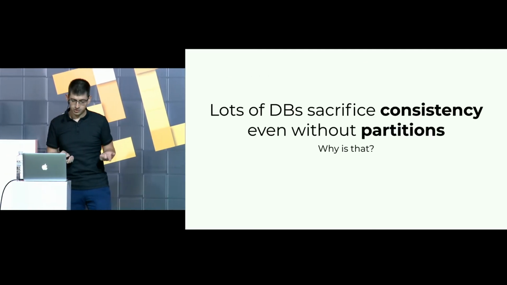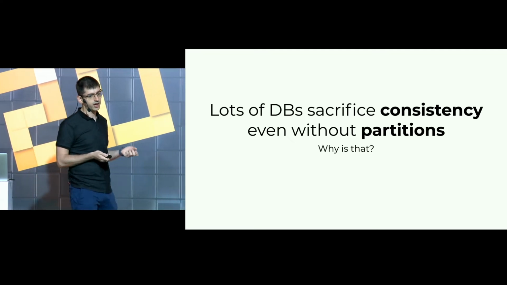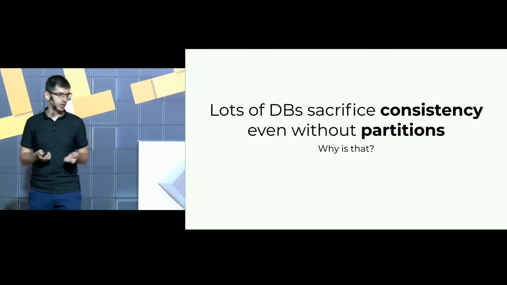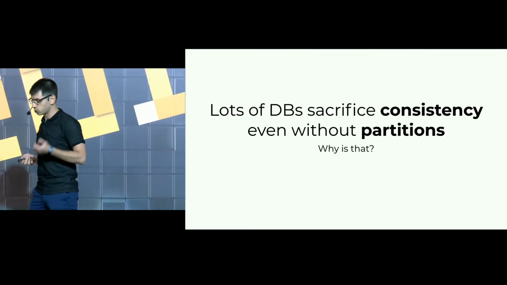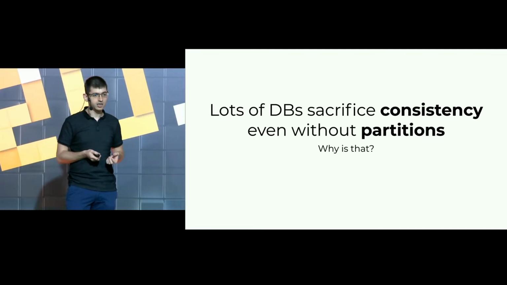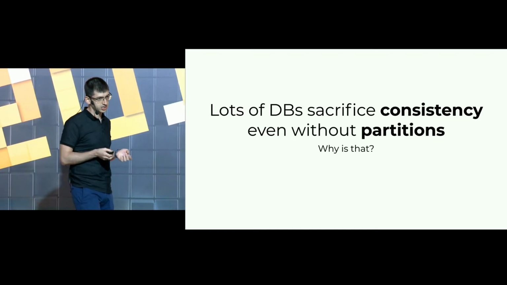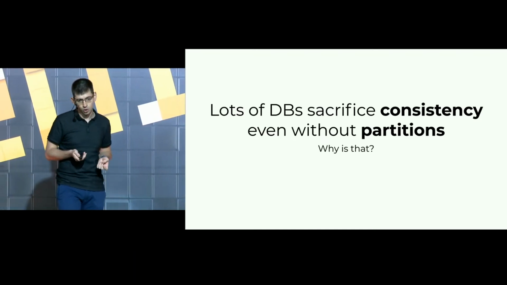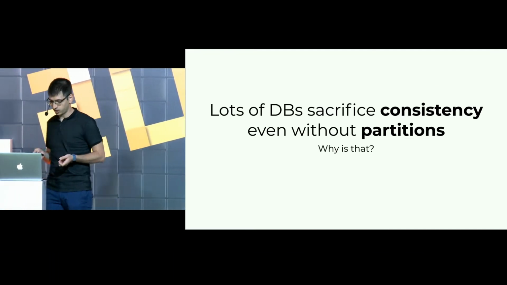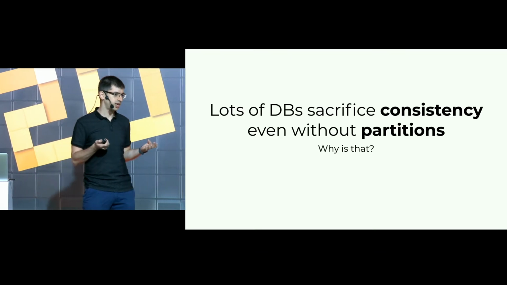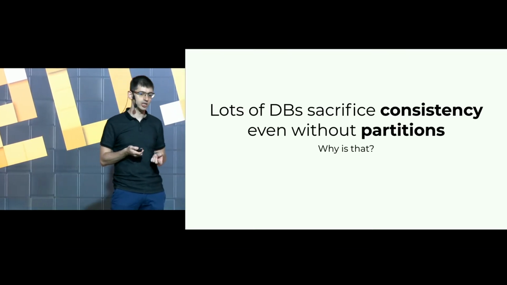And one interesting thing is that lots of databases sacrifice consistency even without partitions. Classic examples of this are MongoDB, Cassandra, Amazon's Dynamo that we just discussed. Even single node systems like PostgreSQL can sacrifice consistency in the default isolation level if you don't explicitly do something to change that. So why do databases like this sacrifice consistency when there's no partition?